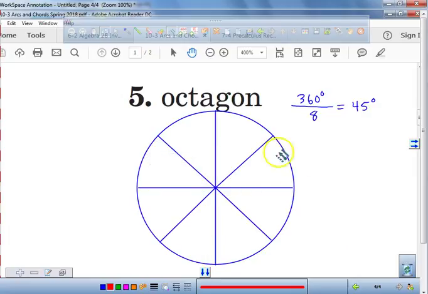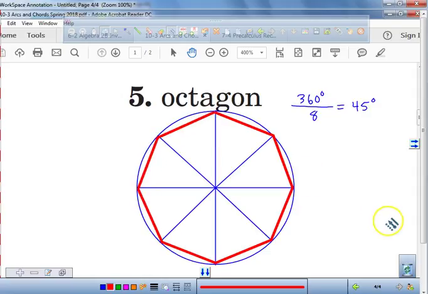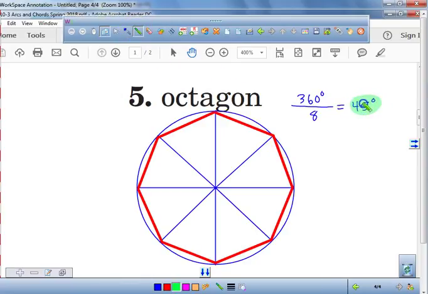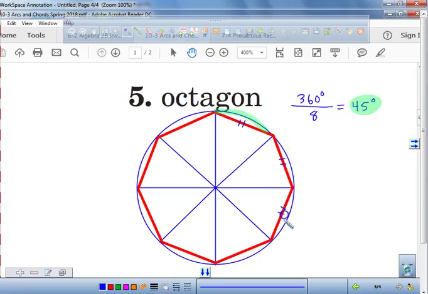Okay, so now, at this point, all you need to do is connect each of these chords going around. And when you're done, what do you have? You have an octagon. Okay? And each of these arcs is equal to what? Each of those little tiny arcs is equal to 45 degrees. So this little tiny arc right there is 45 degrees. Why is it 45 degrees? Because all of these chords are broken into how many equal parts?